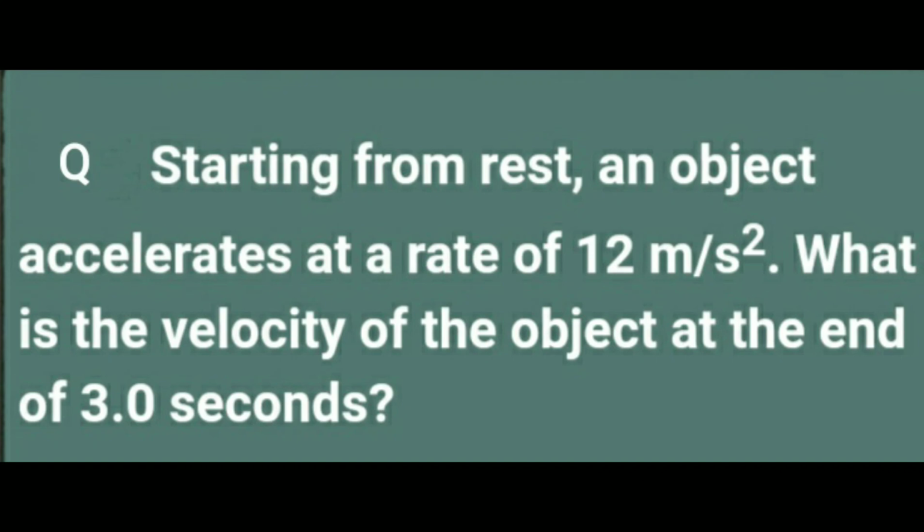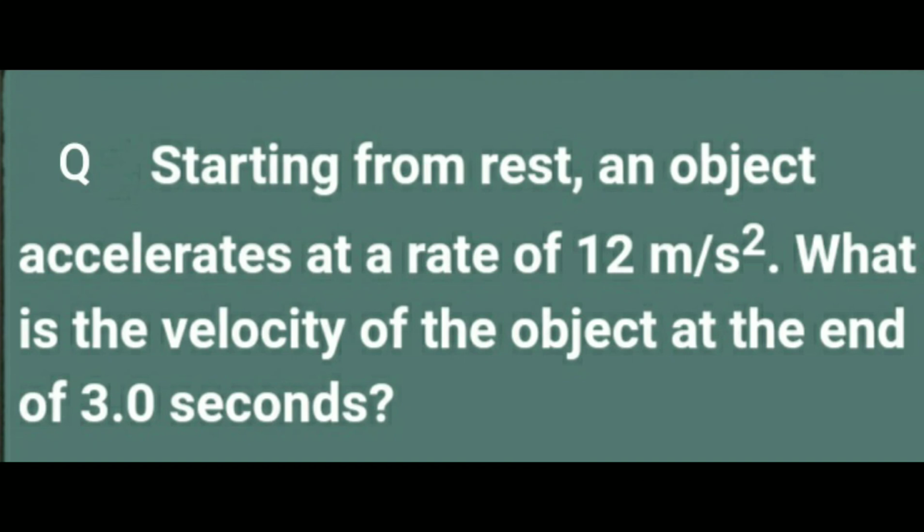So let us start with the simple numerical, which says starting from rest, an object accelerates at a rate of 12 meters per second square. What is the velocity of the object at the end of 3 seconds? So reading the question carefully, the initial velocity of the object is 0, since it is written the object is starting from rest. Acceleration is given, 12 meter per second square. T is given as 3 seconds. You have to find v, the final velocity.